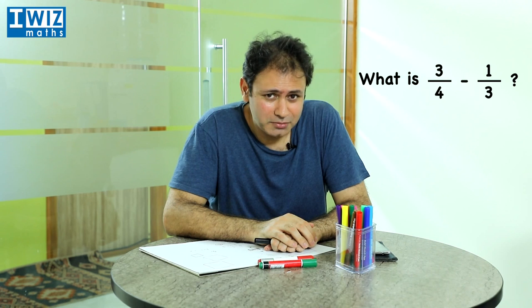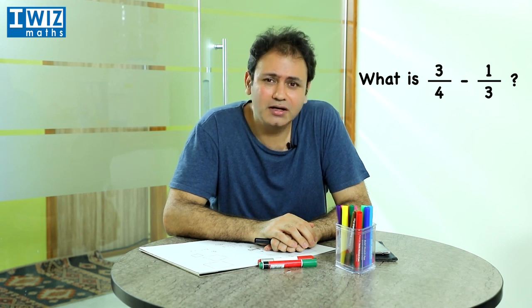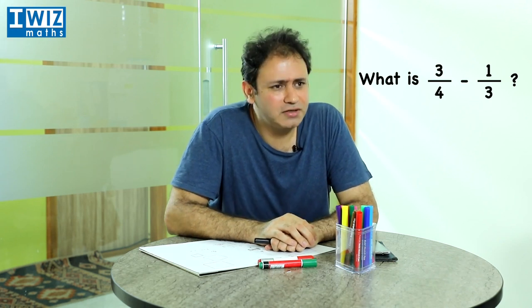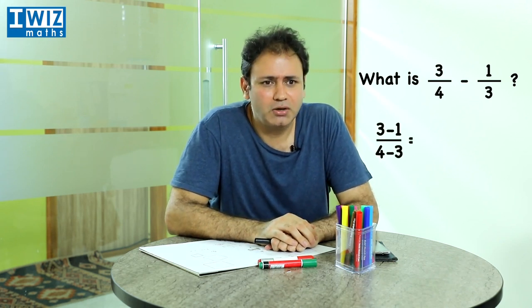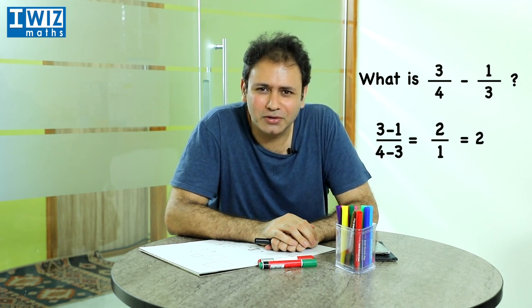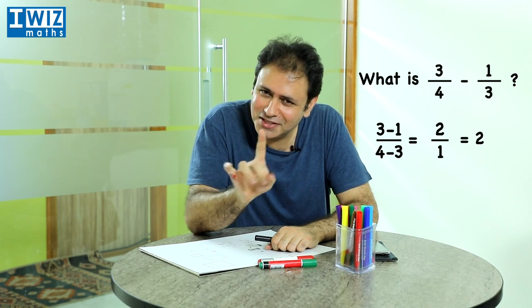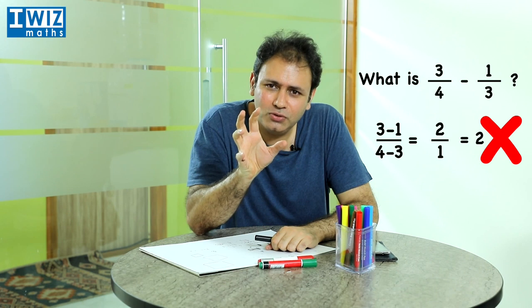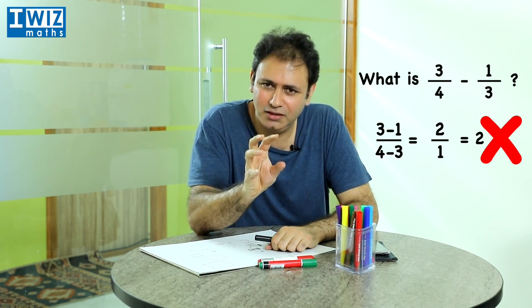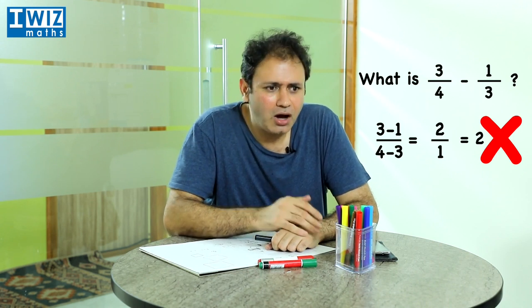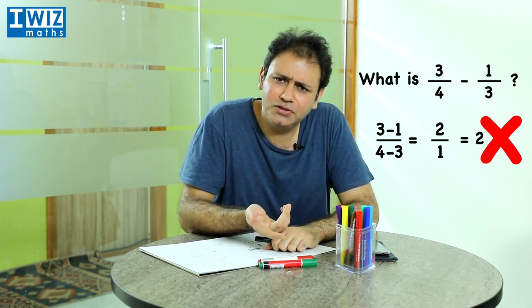Now, a lot of the times, children very quickly turn around and say, well, that's easy. That's just 3 minus 1 divided by 4 minus 3, which is 2 divided by 1, which is 2. And then you say, hang on. Let's look at the conceptual mistake made here. You had a whole, and we were only looking at 3/4 of that. And from there, we took out 1/3. How could you be left with 2 units after that?